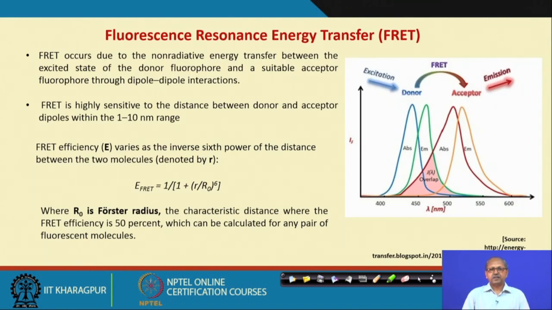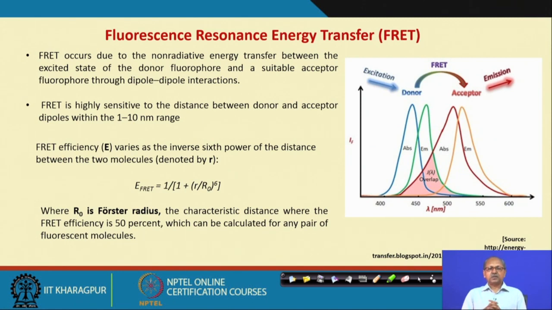Then we come to FRET. FRET is a phenomenon where two fluorophores will be there, one is donor and another is acceptor. The donor emission spectrum will overlap with the acceptor excitation spectrum and emit emission light. The equation for FRET is E fret equal to 1 by 1 plus r by r 0 to the power 6. R 0 is the Forster radius, the characteristic distance where the FRET efficiency is 50%, and r is the distance between the two molecules.